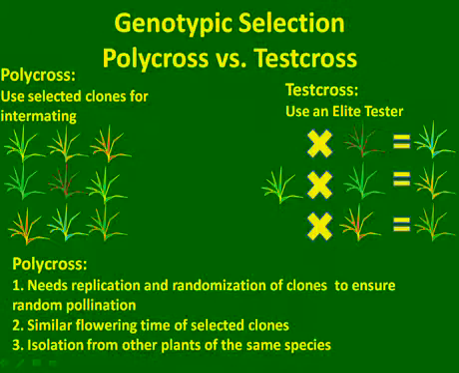Genotypic selection, polycross versus the test cross. In a polycross, you use selected clones for intermating. So you have your females and your males planted in your polycross. Your male donors are all your plants that are planted in your polycross. For a test cross, you use an elite tester.